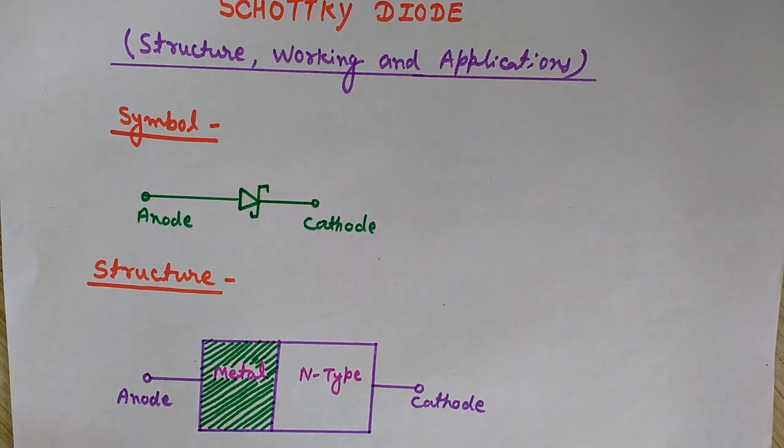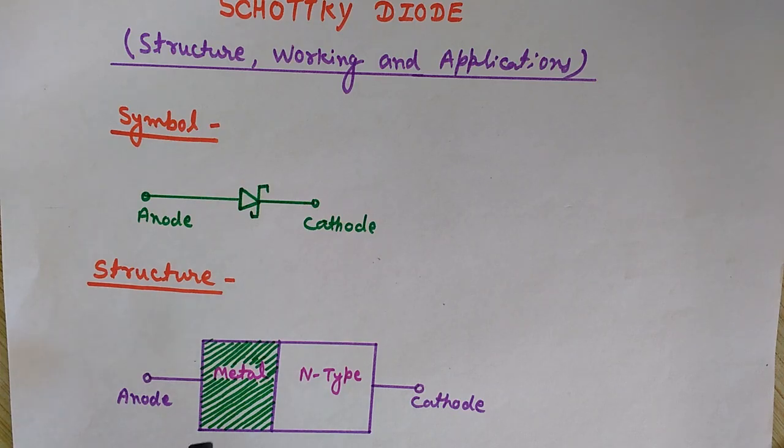Okay, this Schottky diode is also known as Schottky barrier diode. Okay, and it has a metal. This side is of metal. Generally we use gold metal for this, and here is a N type, as I told you. So it is a metal semiconductor interface. This is N type semiconductor.